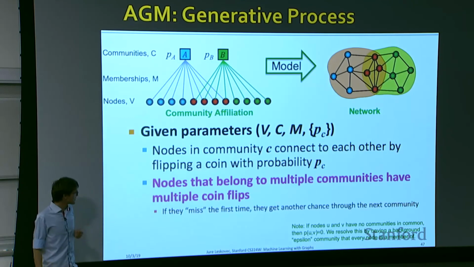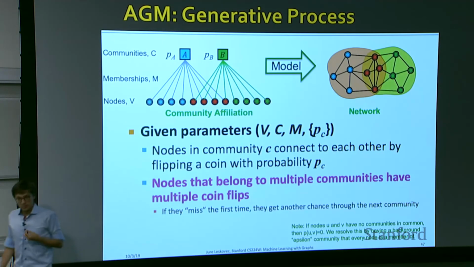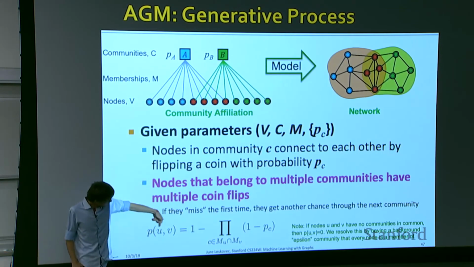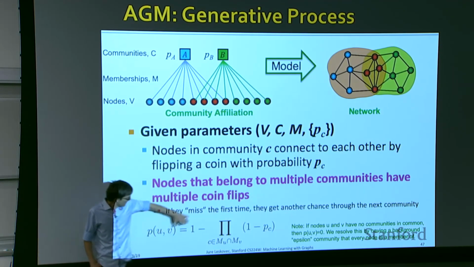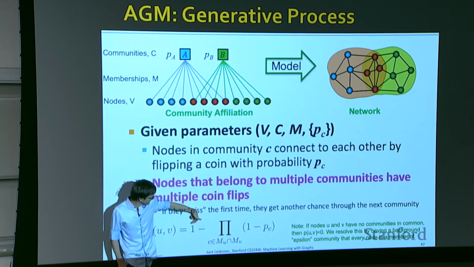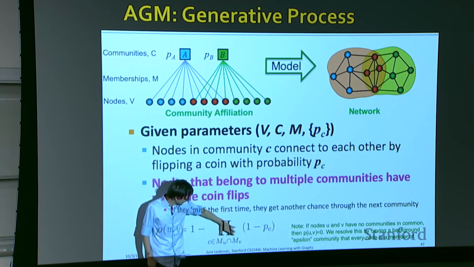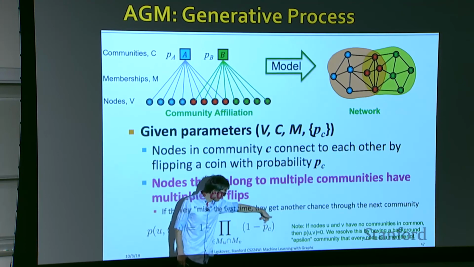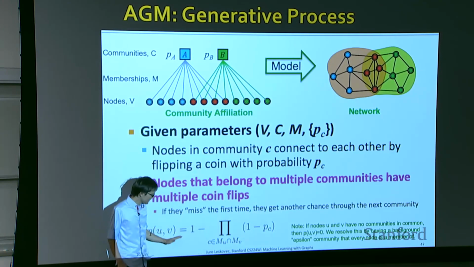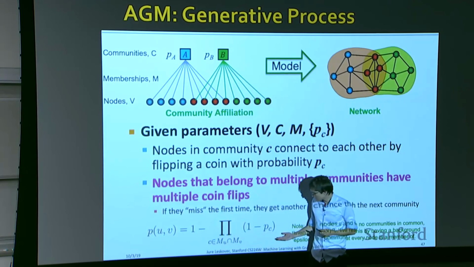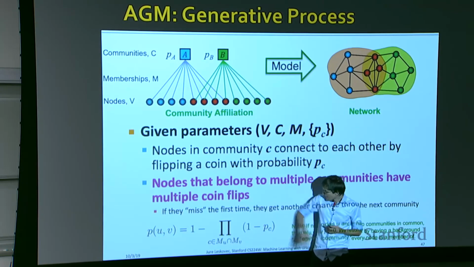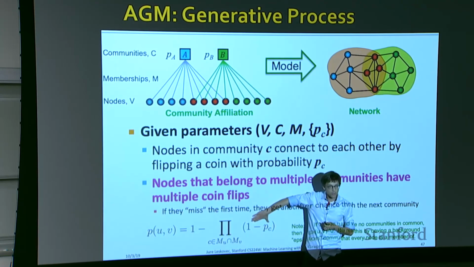So you can ask, what is now the total probability that nodes U and V connect to each other? Here it is. The probability that nodes U and V connect to each other is, I will read it and then I'll explain: it's 1 minus a product over all the shared communities the nodes have in common of 1 minus the probability of connecting under that community. And what this is really saying is the following. This is the probability that at least one of these biased coins comes up and says yes, right? The product is the total probability of all of them saying no.